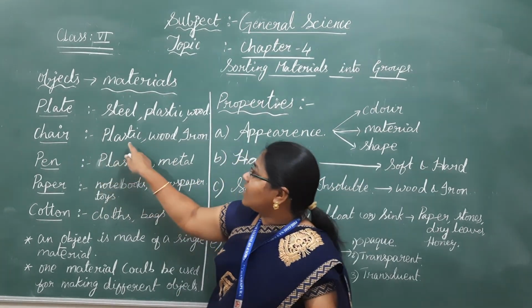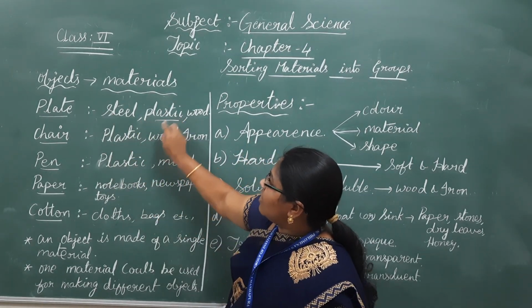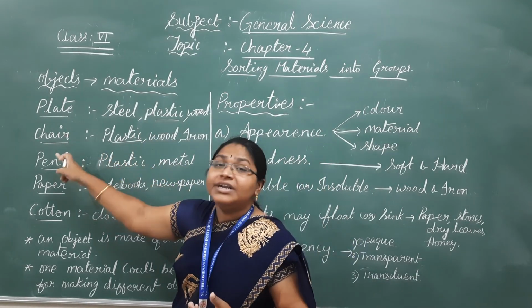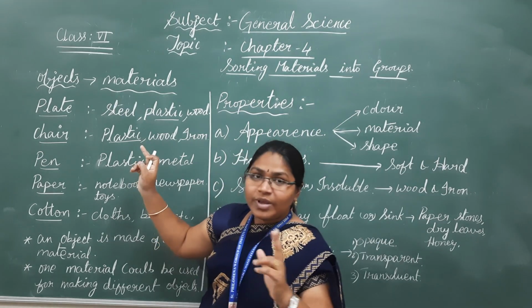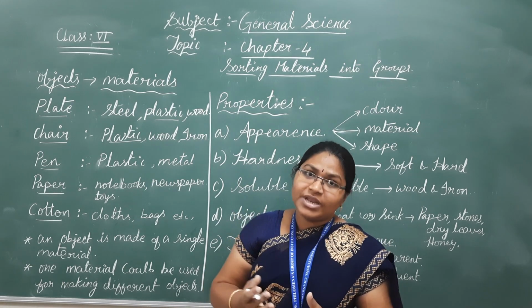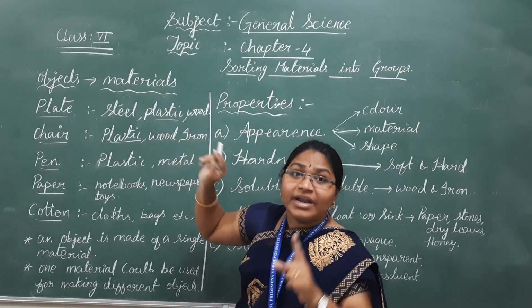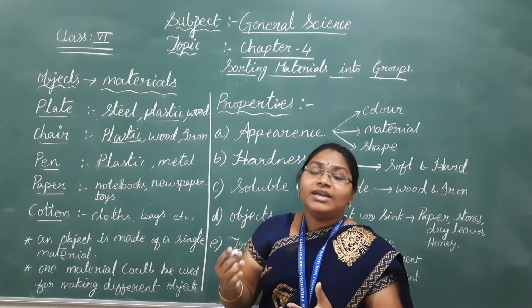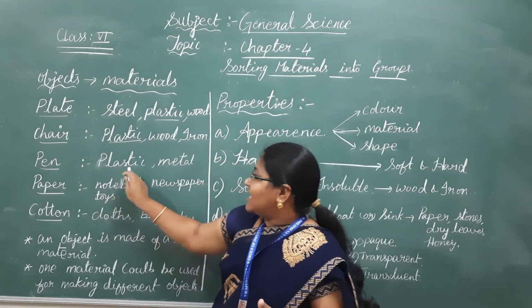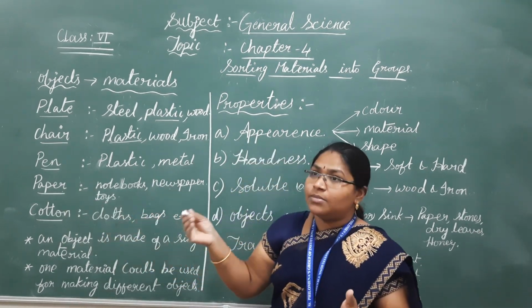At a time we are making objects, and here plastic is there and here plastic is there. So here the same material we are using to make different objects. Okay, so don't be confused. By using different materials we can make one object, and by using one material we can make so many different objects. Understand? So next, pen. A pen may be plastic or metal, and same as paper: newspaper, notebooks and some paper covers.